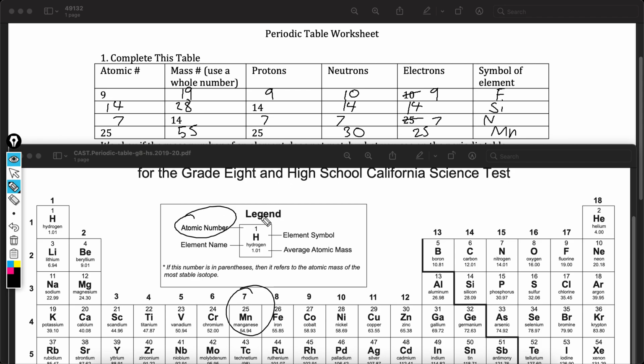So remember, atomic number is the same thing as the protons, which is the same thing as the electrons. Neutrons is the mass minus the protons, which gives us the neutrons. Pretty simple, right? And obviously, the rest is just filled out like that.